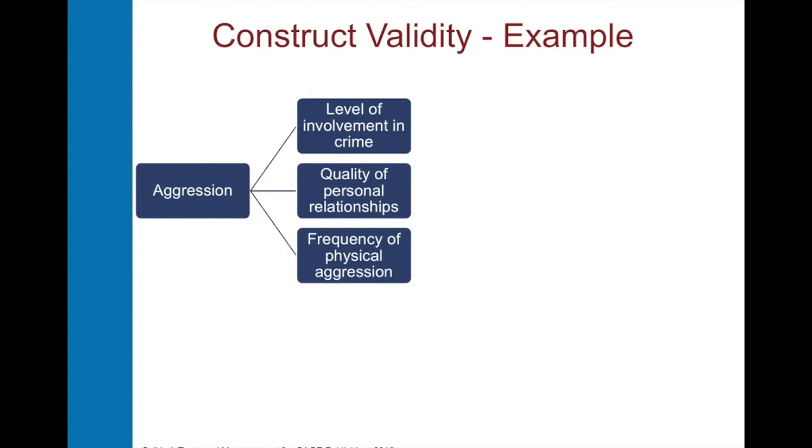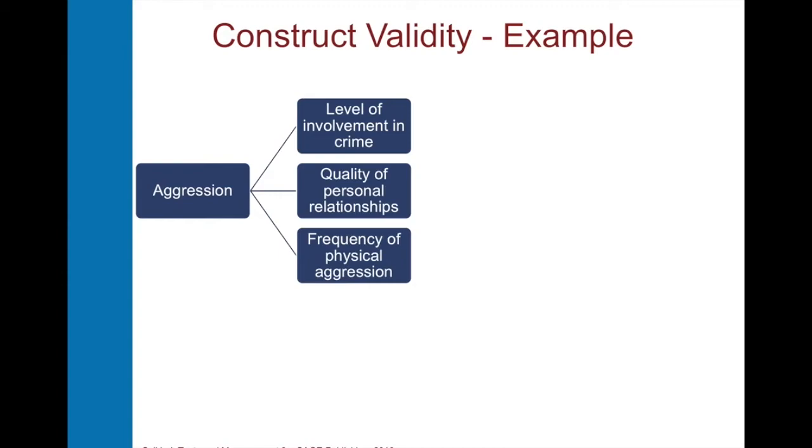And based on your review of, say, the criminology literature, right? Because you're trying to make this new self-report scale that measures aggression as an outgrowth of your theoretical view of what the construct of aggression consists of. And after reviewing literature, you find out that basically males who are aggressive have a higher level of involvement in crime, they have a low quality of personal relationships, and they have a higher frequency of physical aggression.